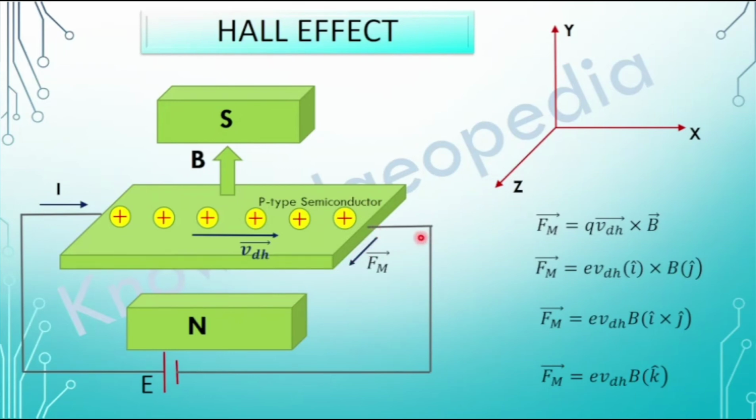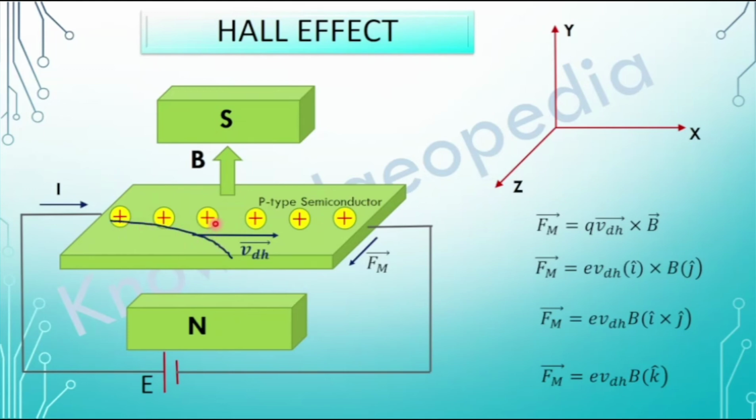So if I am taking this as the force direction due to the applied field and this is due to the applied magnetic field, there will be some resultant force coming in this direction. So the holes will experience some force in this direction, and hence it will move in a parabolic path. So this will be the path for the movement of holes after the application of magnetic field. Earlier it was moving straight, now the path has changed to a parabola.